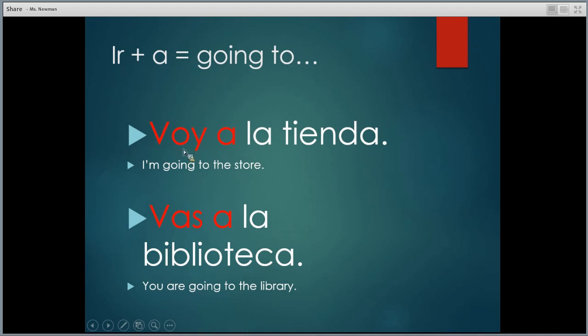So for example, if you wanted to say, I'm going to the store, you'd say voy, because that's the conjugation for I, voy a la tienda. If you wanted to say you are going to the library, vas a la biblioteca. So in Spanish, when you're using verbs, you always need to conjugate the verb to the right subject pronoun, whoever is speaking or whoever the sentence is about. Okay, in this case, when you say go to, just add a to mean to.